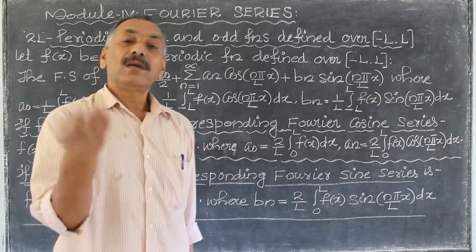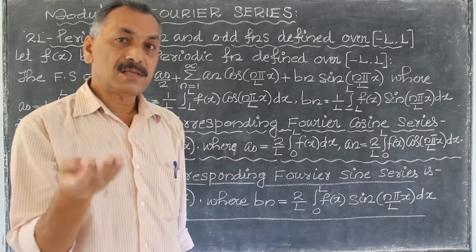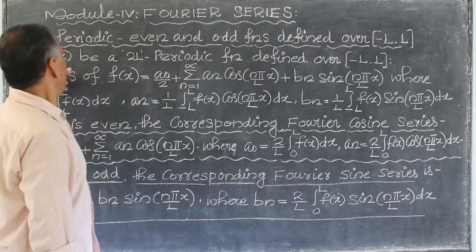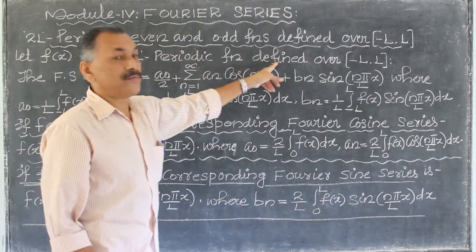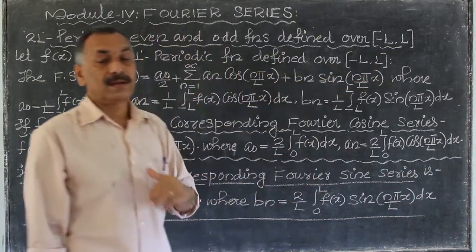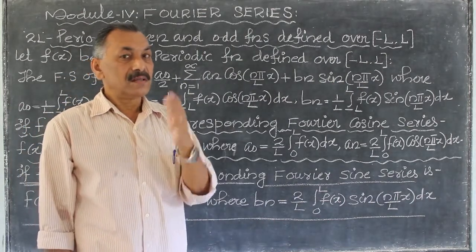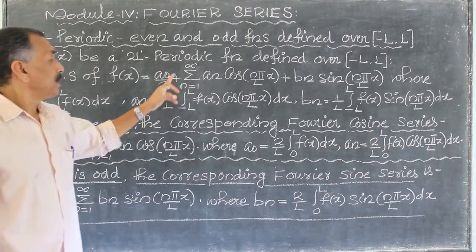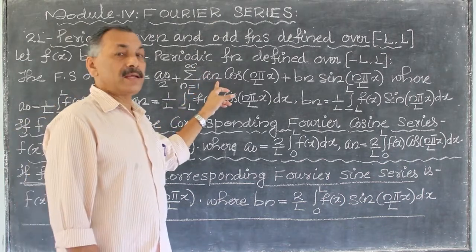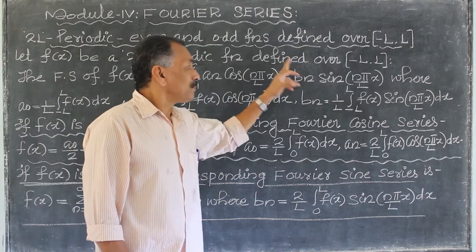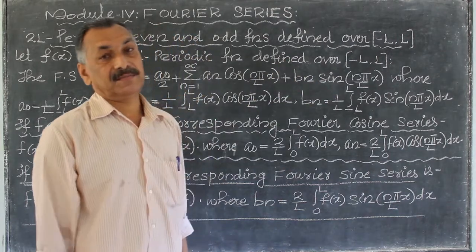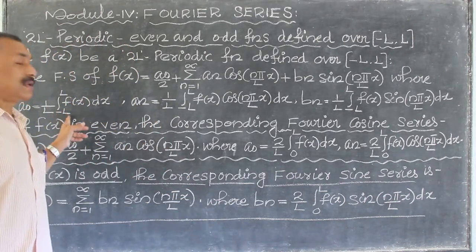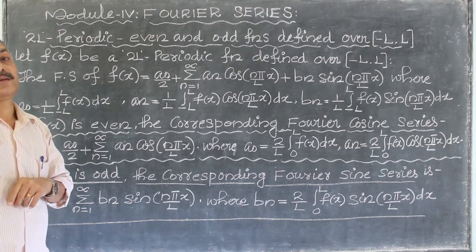We know that if f of x is a 2L periodic function defined over minus L to L, then the Fourier series of f of x is a0 by 2 plus sigma n equals 1 to infinity of an cos n pi by L x plus bn sin n pi by L x. What is a0? a0 is equal to 1 by L integral minus L to L f of x dx.